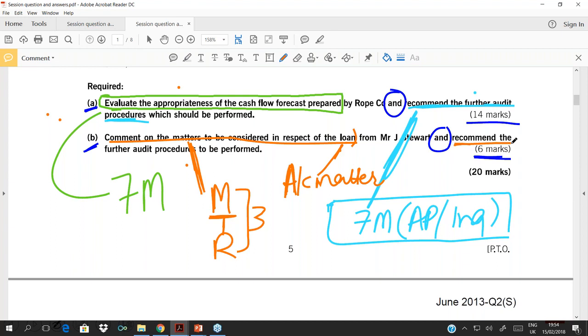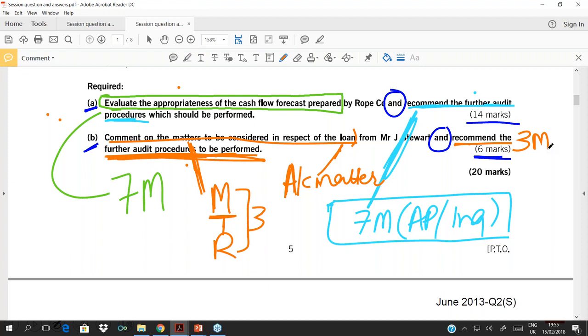Recommend procedures on the loan. So how many marks will those recommended procedures take? 3. So is that question clear to everyone? How to identify how many marks go which way? Perfect. So let's do a quick exercise and then shift towards forensic.